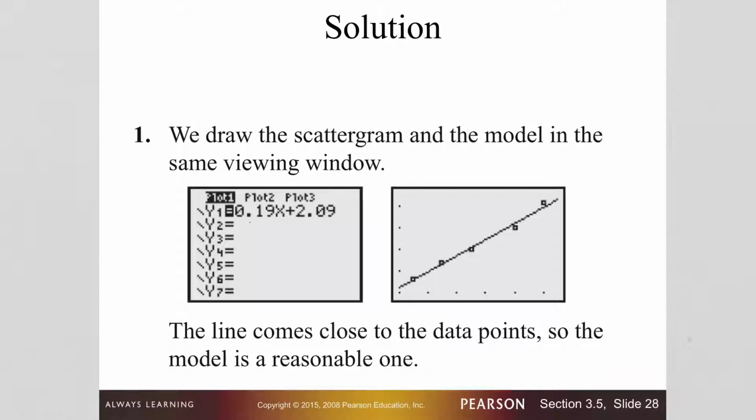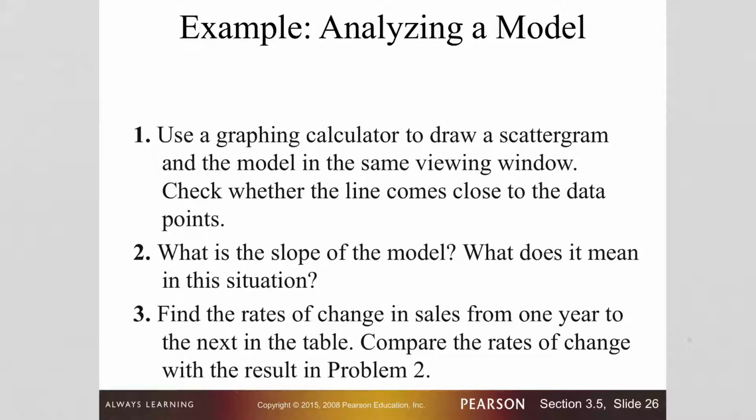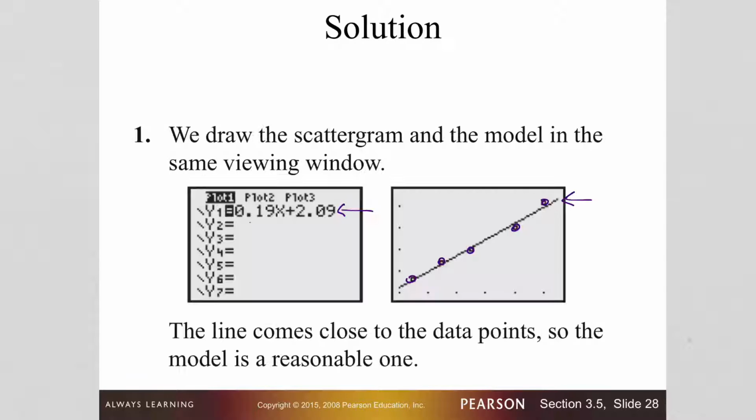Okay, so the line comes from this equation right here. The dots that you see on here, these little squares, those are the actual data points that are in that table. And so yeah, that line is very, very close. It's not exact, but sometimes in real life you don't get exact linear relationships, but this is really close and really good. So then in question 2 it says, what is the slope of the model and what does it mean in this situation?